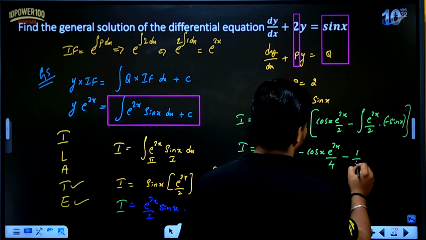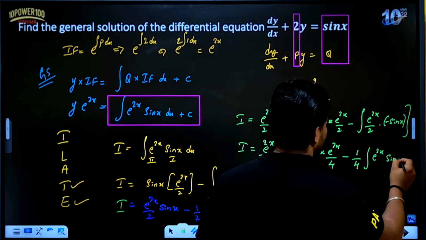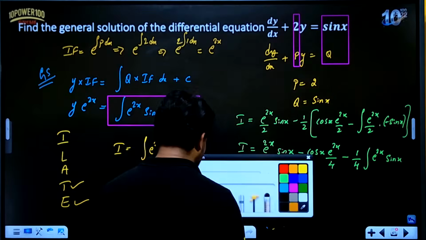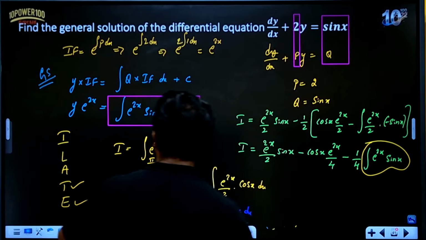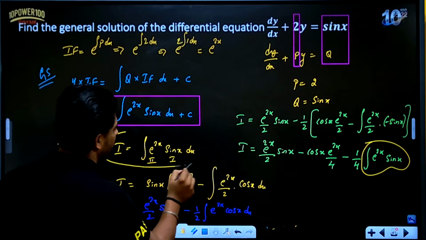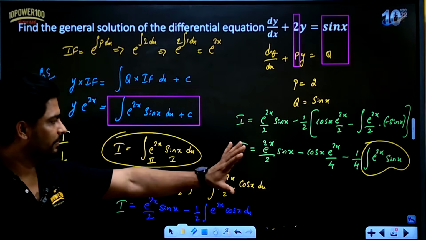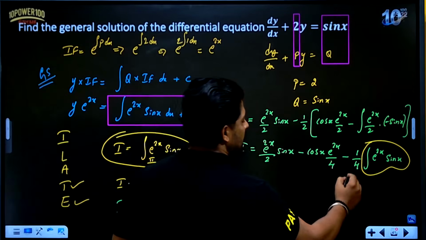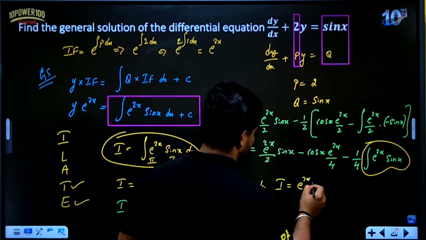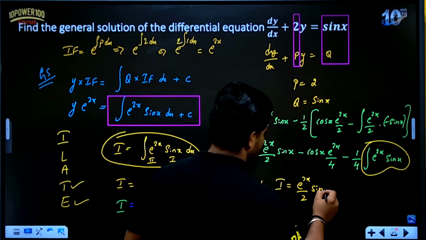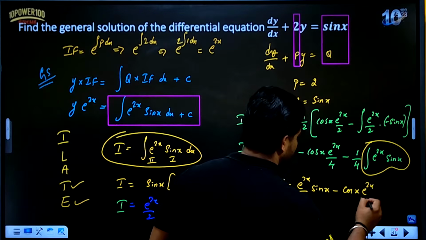Sorry, 1 by 4 of integration of e to the power 2x into sin x. Okay, here this is important for us. This is nothing but I, right? Because we have taken this as I. So see, this is why I said you have to take I, only then it will solve. So if you take I, it's actually I is equal to e to the power 2x by 2 sin x minus cos x e to the power 2x by 4.